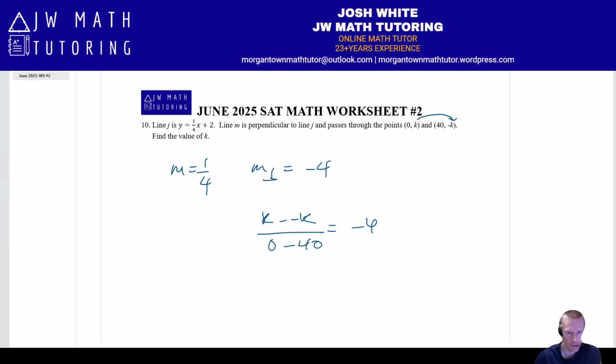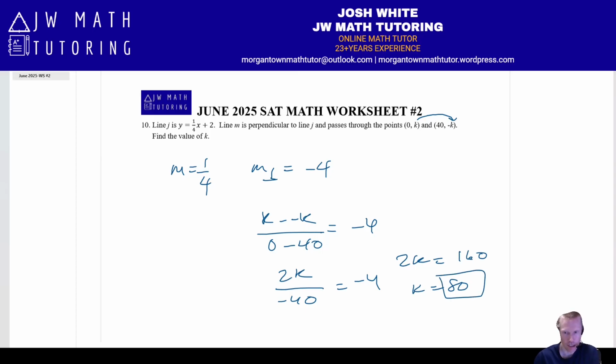And 0 minus 40. So on the top I get 2k. On the bottom I get -40. Right side I just have -4, or technically -4/1. Cross multiply, 2k equals 160, k equals 80. That is the correct answer. That's what you would fill in.